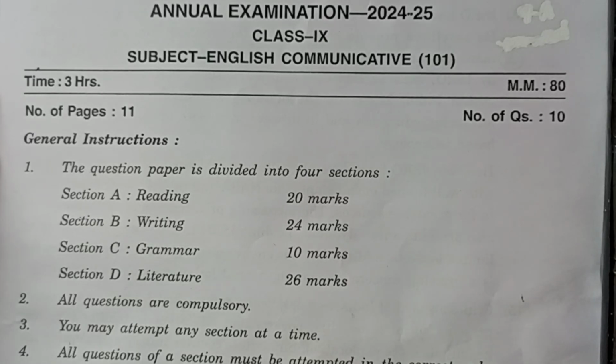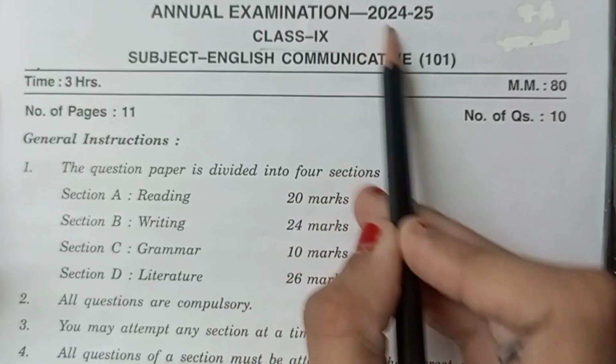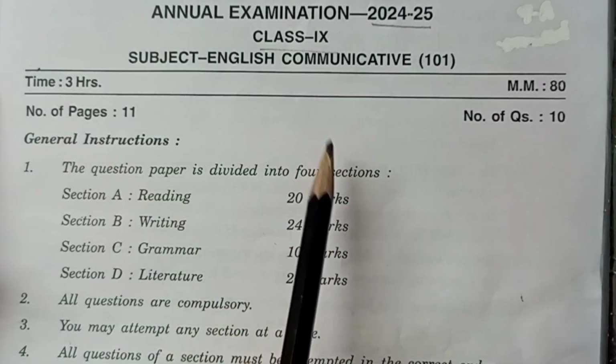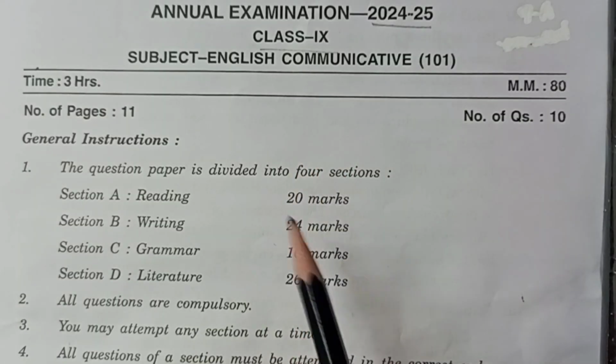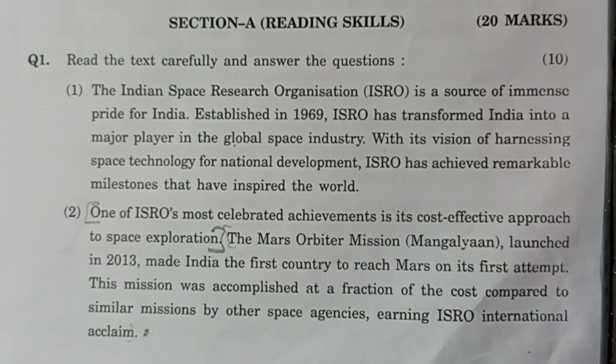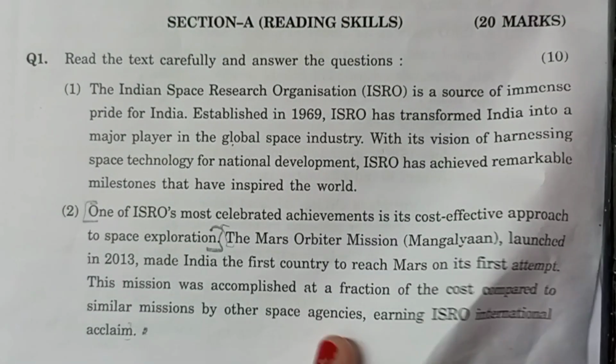Hello everyone, so here I am discussing the annual examination question paper of class 9th of 2024-25 of subject English, and the literature part is from communicative, right? So let me move to section A first. You can pause the video and read these unseen passages. I'll just go to the question part.